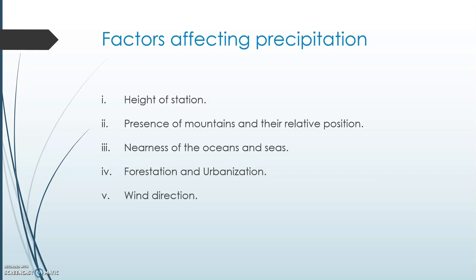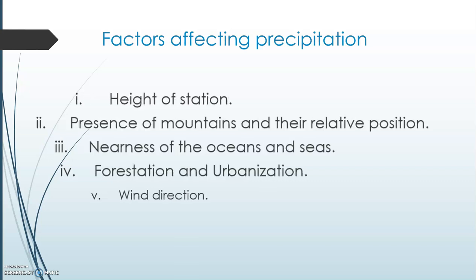The last factor is wind direction. How wind affects the precipitation. So areas which receive wind from warm ocean get higher precipitation, whereas areas having cold wind receive less precipitation. So in this way, basically wind direction affects the precipitation. The next is types of the precipitation.